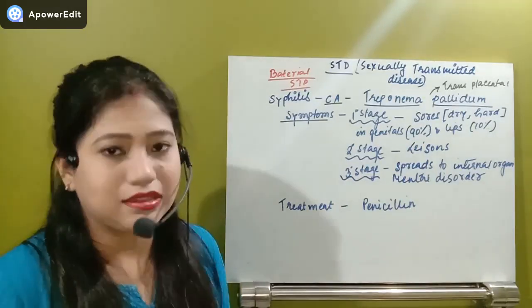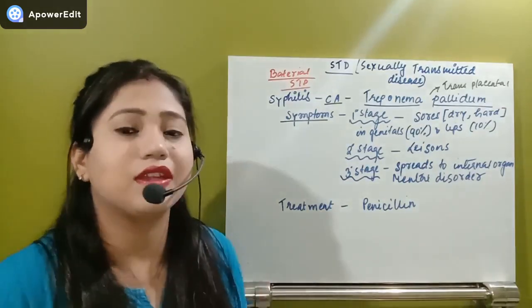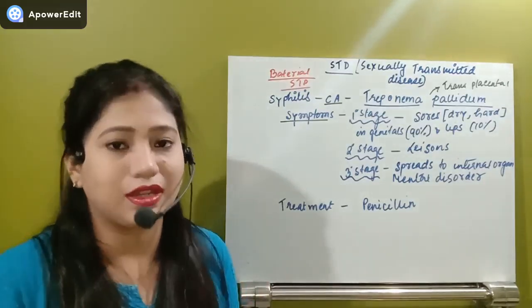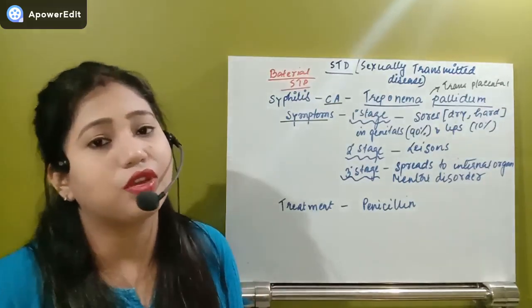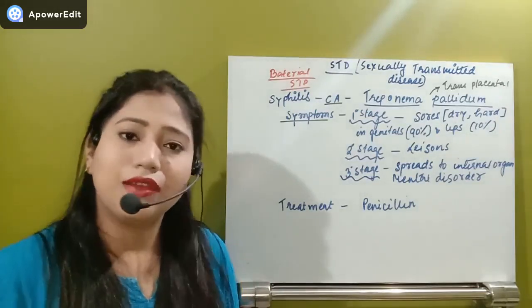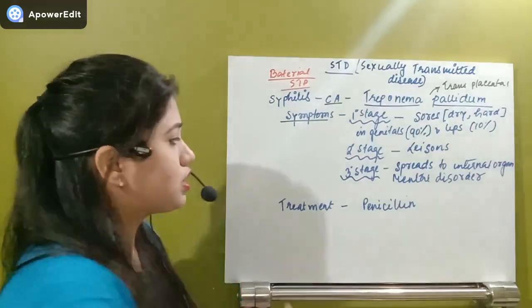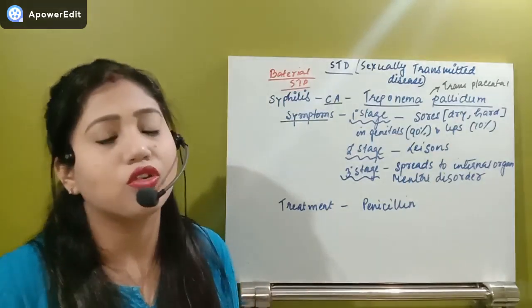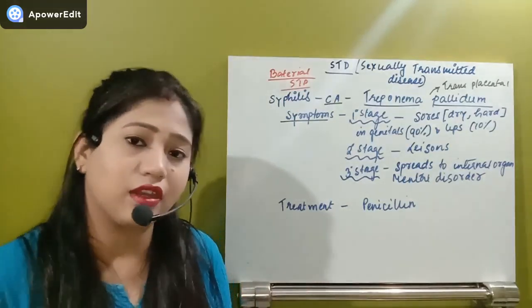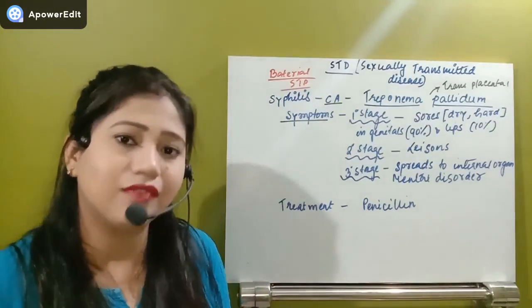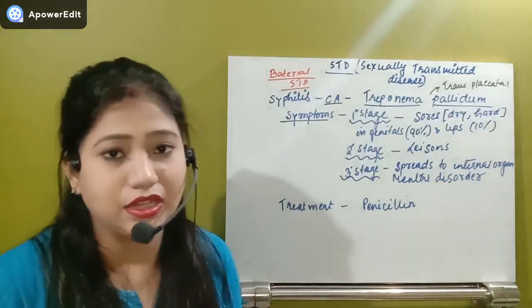But in later cases, in the secondary stage itself, it starts to go to the blood vessels, and once it goes to the bloodstream, it transfers to different internal organs. Various organs can be damaged in the tertiary stage. So in the tertiary stage, what happened? Multiple organ failure can occur, and in that tertiary stage it can also cause mental disorder.